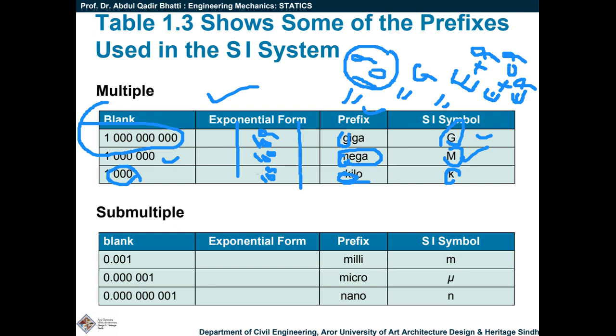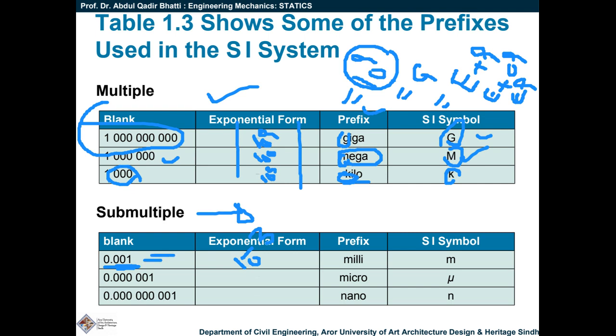The multiple units, like we have 0.001. What does it mean, 0.001? How can I write in exponential form? 10 to the power -3. 10 to power -3 is equal to this, okay?